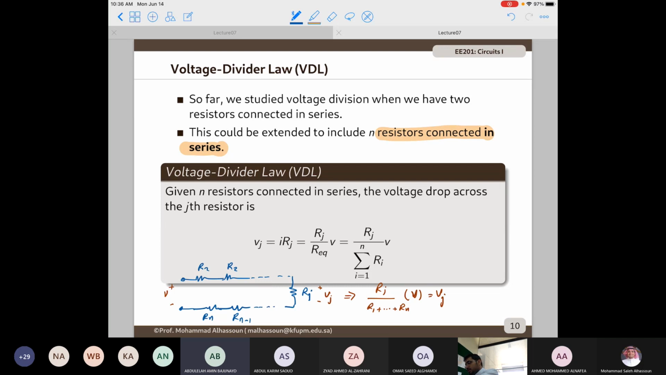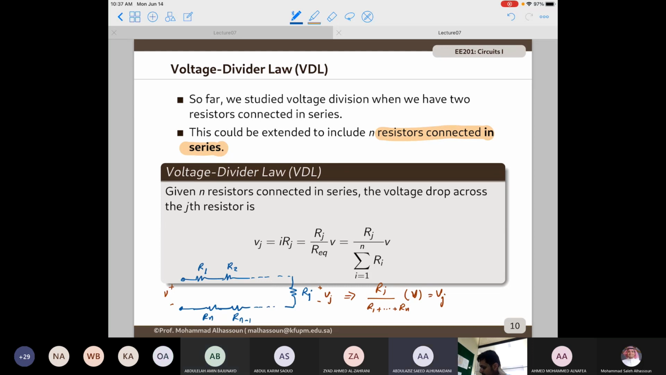Doctor, regarding the law, how do I determine the first resistor versus the second, by the current or the voltage? It doesn't matter which resistor. The resistor that you are interested in is the one that you put in the numerator. The remaining resistors, including the one that you care about, will be in the denominator.